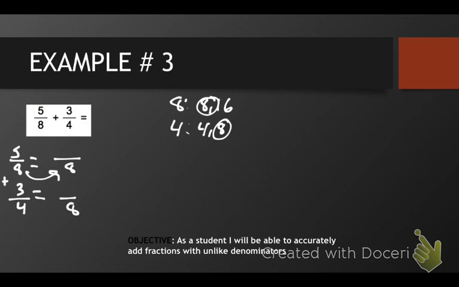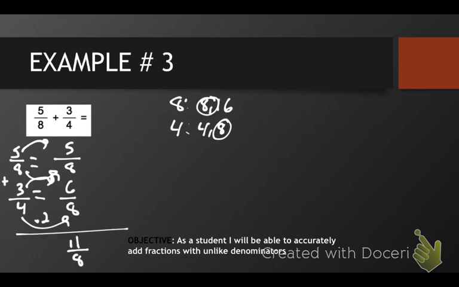How does 8 become 8? Well, it already is 8, or you multiply by 1. Either way, it's the same exact thing, so the 5 stays the same. It's going to be 5. How does 4 become 8? Well, you multiply by 2. Do the same thing to the numerator. 3 times 2 is 6. 5/8 plus 6/8, if you add those together, you get 11/8.